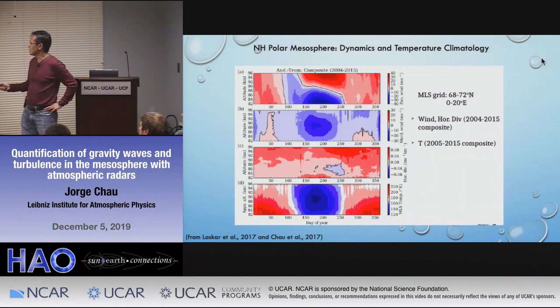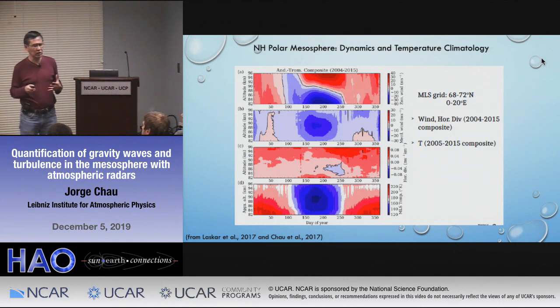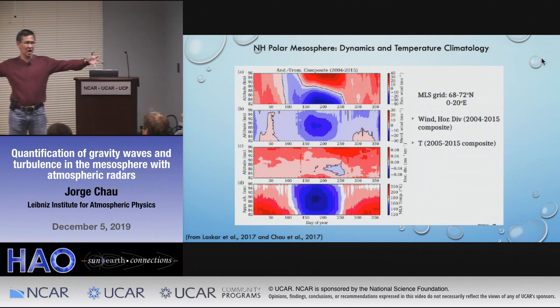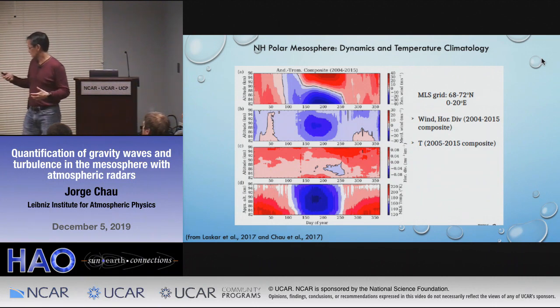The meridional wind, that is blue, is equatorward in the summer. Accompanying this residual circulation, there is the very cold summer, that is from MLS. And something new that we have provided a few years ago is the horizontal divergence. So we know a lot from ground-based observations in terms of climatology. But this tells us about the large scale dynamics of the region.